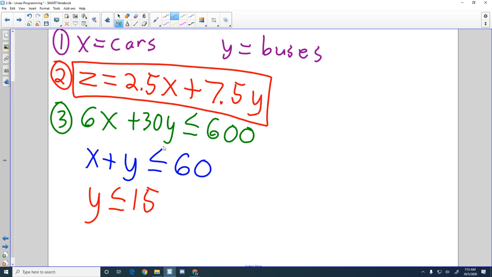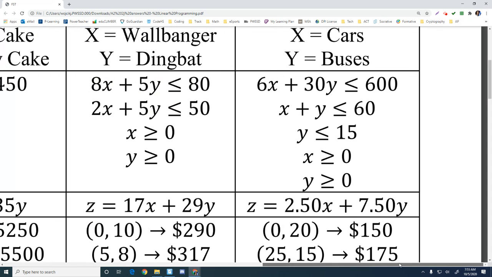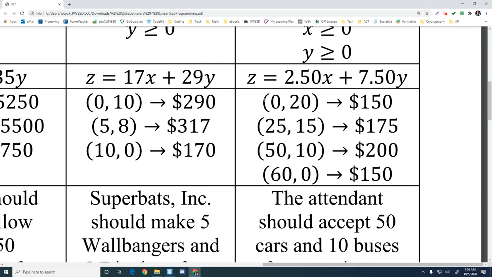So we'd solve both of these for y, right? Subtract 6x, divide by 30. Here, just subtract x. And when we graph them, this time, you get these 4 intersection points on the graph.